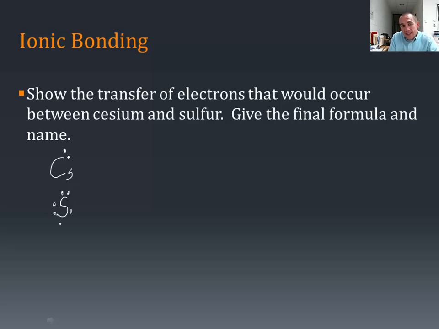Which means cesium is actually going to lose this electron and become cesium 1+. And sulfur is going to gain 2 electrons and become sulfur with 8 valence electrons but a 2- charge. So just like before, I need to balance those charges. How many 1+s does it take to balance a 2-? Well, if I had 2 cesium 1+s, I could balance 1 2-. So Cs2S.